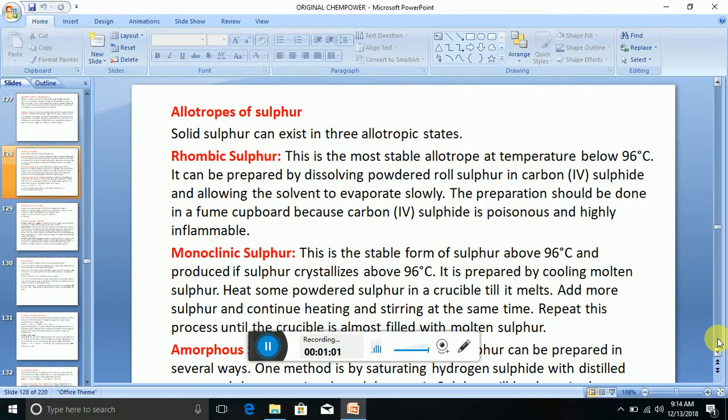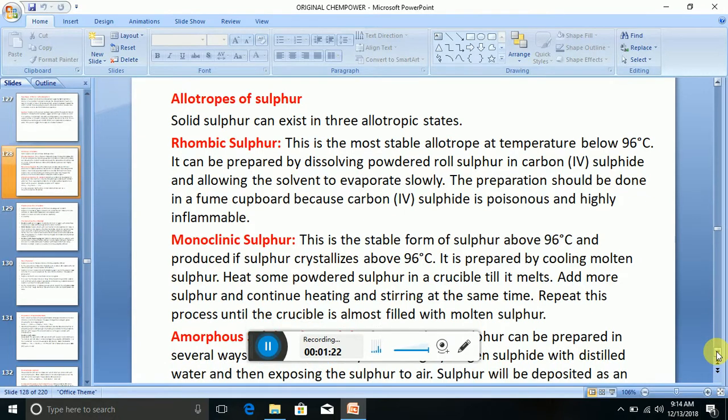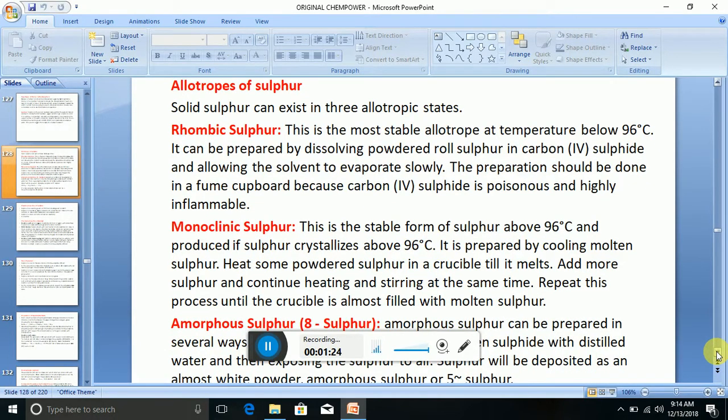Now let's look at the allotropes of sulfur. Allotropes are just different forms in which sulfur can exist due to its structure. Solid sulfur can exist in three allotropic states, and those are rhombic sulfur, monoclinic sulfur, and amorphous sulfur. So let's look at the first one, rhombic sulfur.